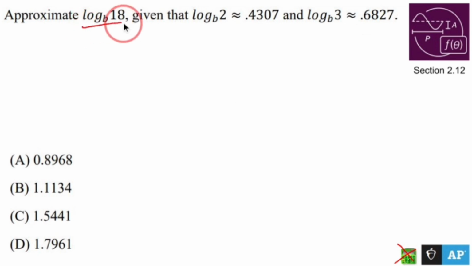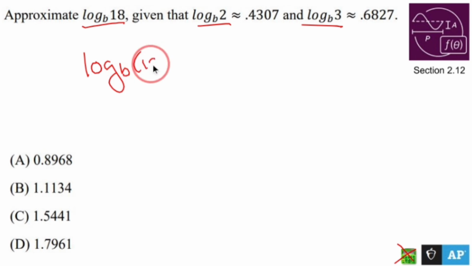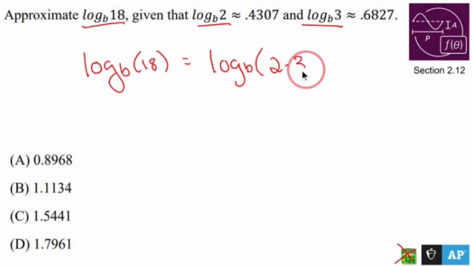What I notice is that all of these guys have the same base, right? So if I wanted to, I can basically rip this apart and say log base b of 18 is pretty much the same as, can I make 18 the same as, wait a minute, 2 times 3 times 3 again is 18. So this is a true statement. 2 times 3 times 3. That's a true statement. Wait a minute.